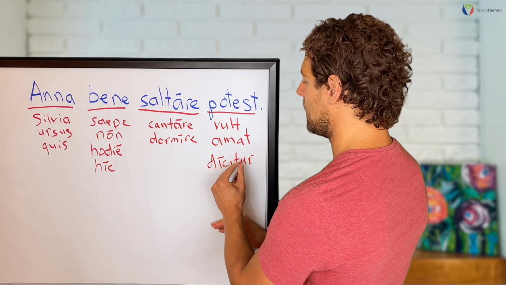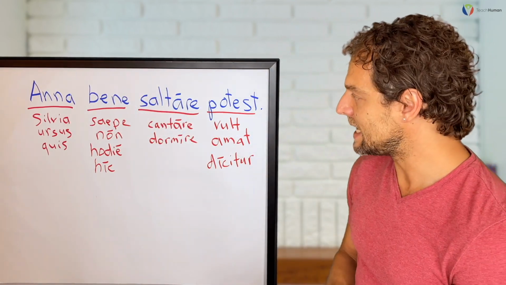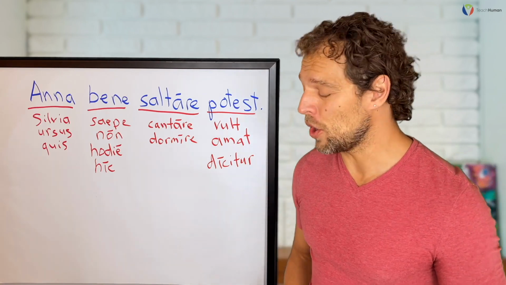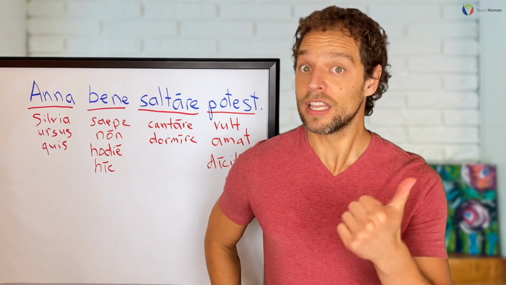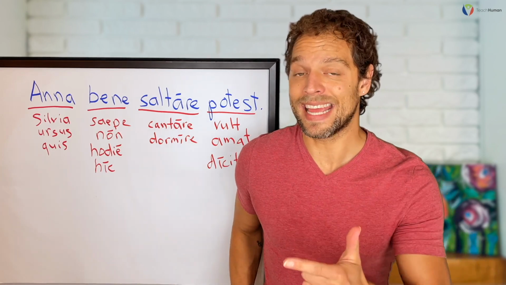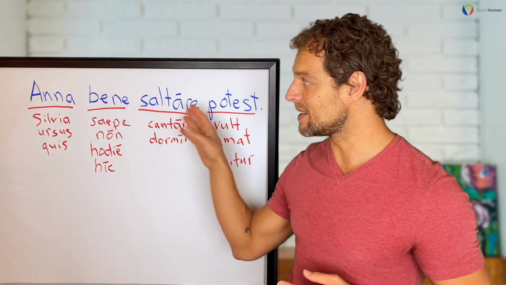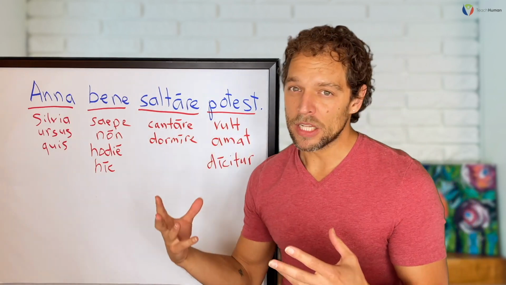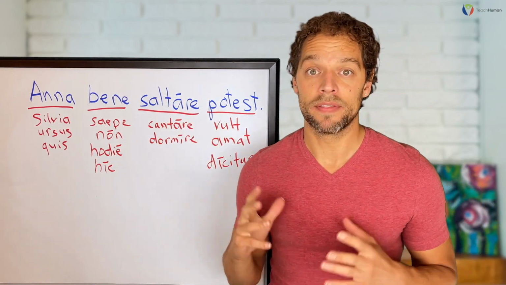Dicitur. Anna is said to dance well, as in, word on the street is Anna dances well. So all these things can go in these slots. Now, why is that good to know? Well, because in order to expose students to the language, lots and lots and lots, in context and in memorable ways, what I want to do is I want students to hear this sentence, maybe use it themselves, but also build on it, react to things that are similar but not quite the same.